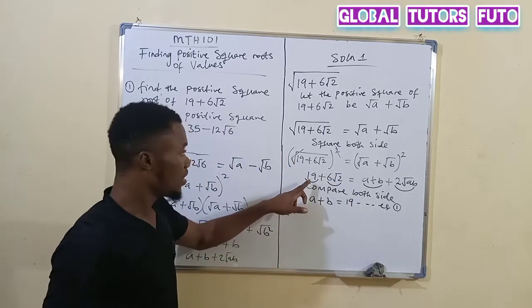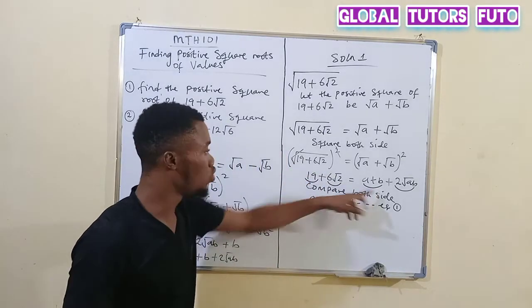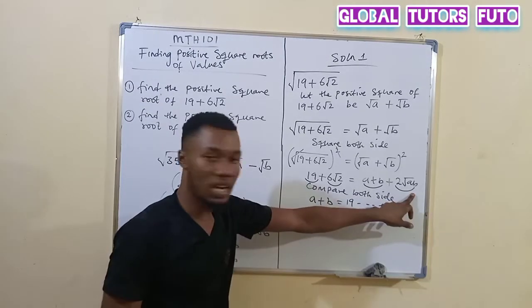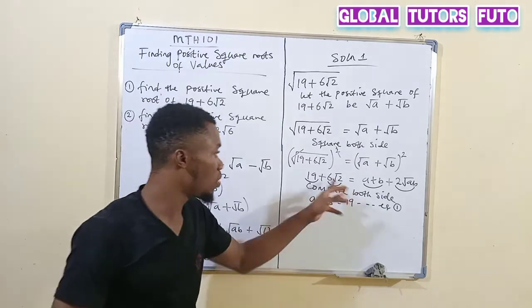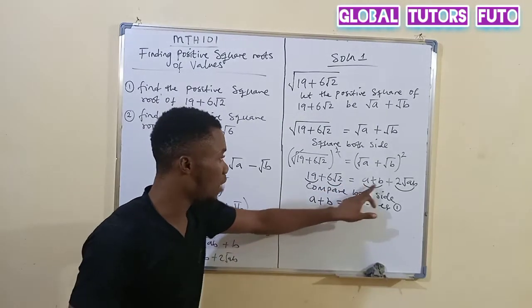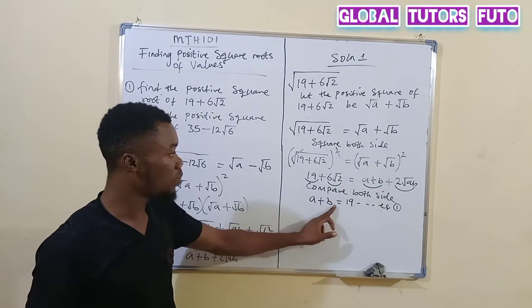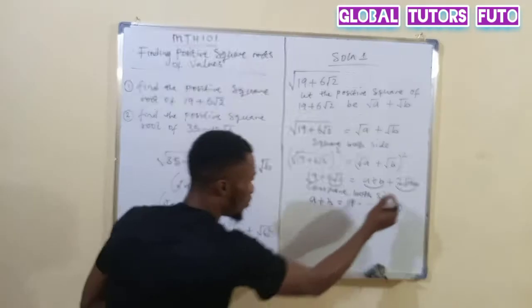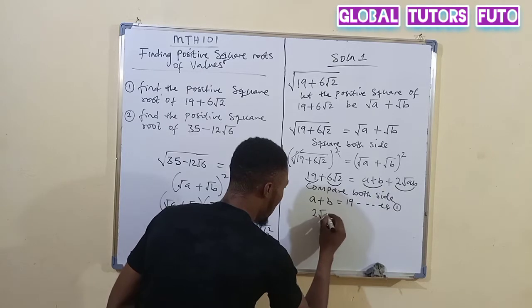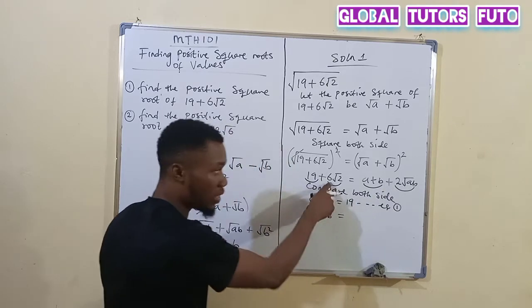I said that this one has no square root, so it will be equated to this. This one has a square root, so it will be equated to the one that has a square root. So it implies that a plus b is equal to 19. And 2 root ab, this one has a root, will now be equal to the one that has a root.